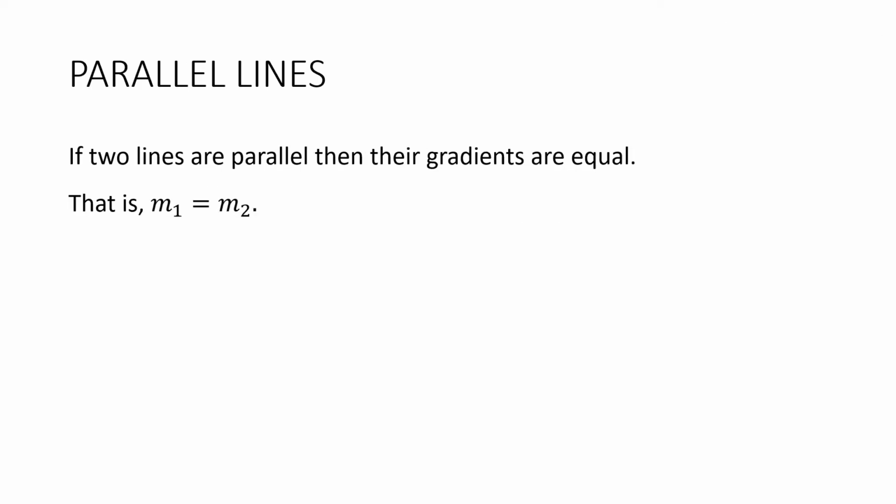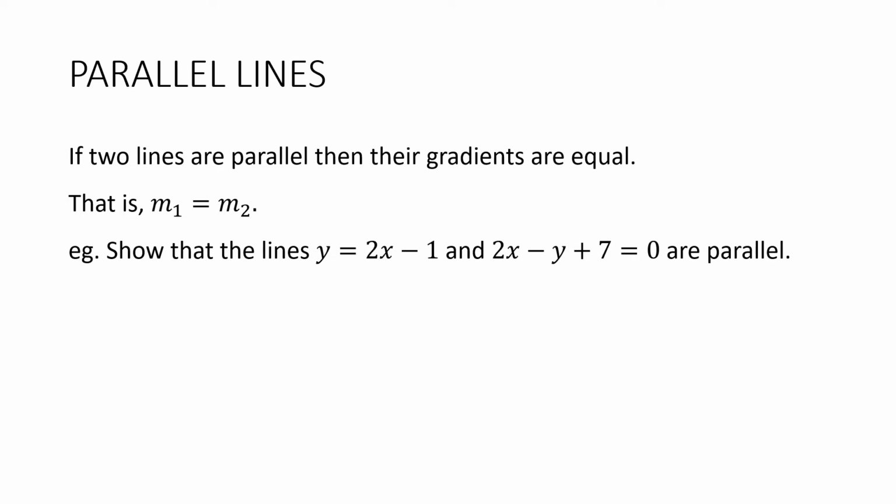Now we need to learn some specific criteria for parallel and perpendicular lines. If two lines are parallel, then their gradients are equal. That means that m1 is equal to m2. Here's an example. Show that the lines y equals 2x take away 1 and 2x take away y plus 7 equals 0 are parallel.